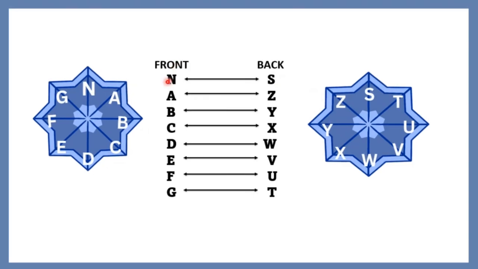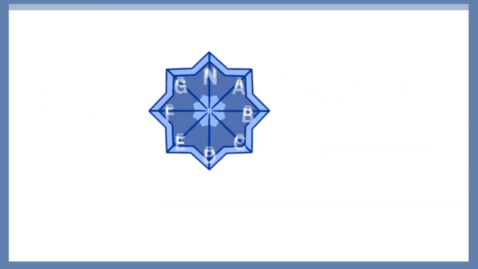So at the front, we have N, at the back of it is S. At the front, we have A, at the back of it is Z. At the front, we have B, at the back of it is Y. At the front, we have C, at the back of it is X. At the front, we have D, at the back of it is W. At the front, we have E, and at the back of it is V. At the front, we have F, at the back of it is U. At the front, we have G, and at the back of it is T.